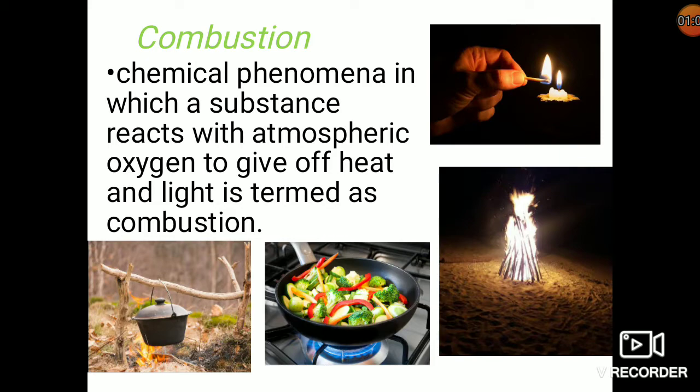Now what is combustion? The definition of combustion is: it is the chemical phenomenon in which a substance reacts with atmospheric oxygen to give off heat and light. You know that in air we have 21% oxygen and 78% nitrogen. Nitrogen is an inert gas and oxygen is a reactive gas. So when you are burning something, the 21% oxygen in air, being reactive, reacts, and if the reaction gives off heat and light, that chemical change is termed combustion. This is the definition of combustion.